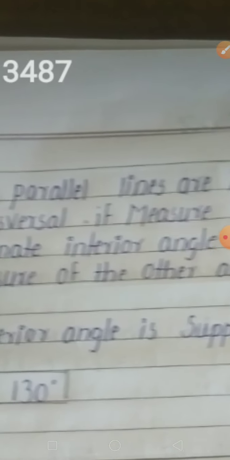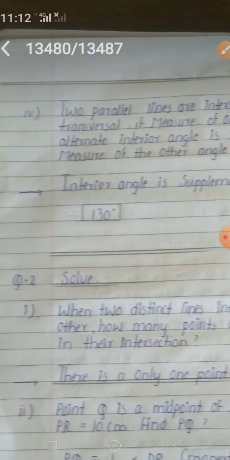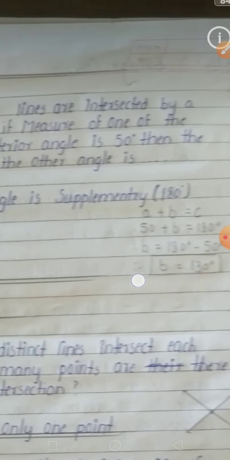Then the next question: two parallel lines are intersected, and if the measure of one of the interior angles is 50 degrees, then what is the measure of the other angle? The sum of the interior angles is 180 degrees. So having one angle as 50 degrees, then C is A plus B.